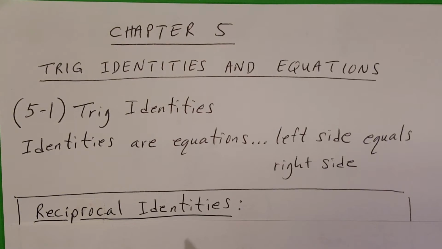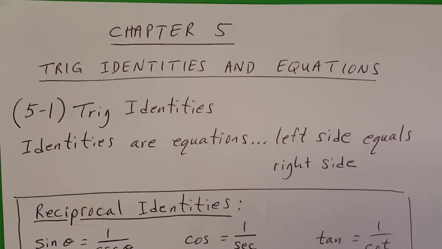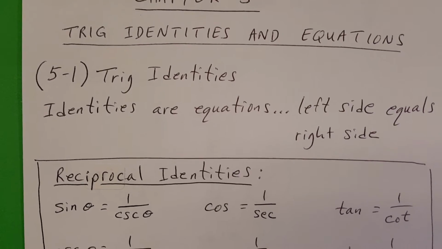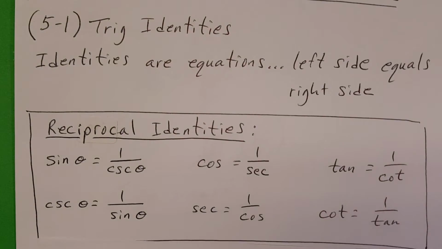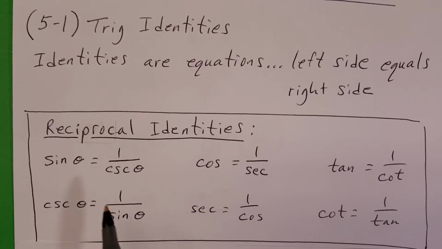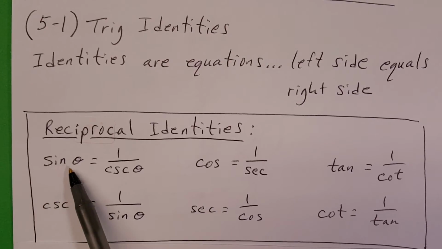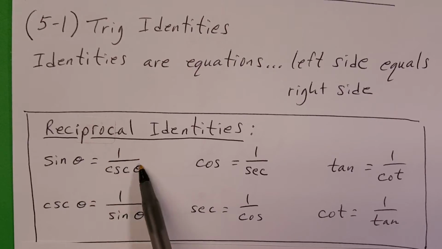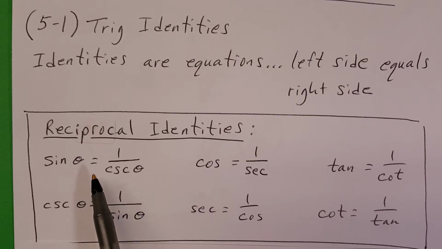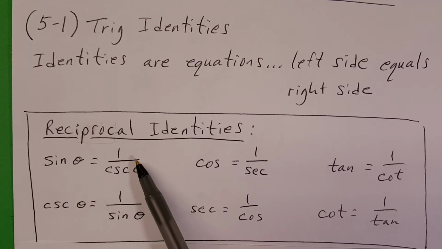The reciprocal identities. Remember, sine goes with cosecant, etc. These are it. So here are all 6 of them. Let me point to the first 2, and I'll just read those. One identity says sine theta is equal to 1 over cosecant theta. Right? So what that's saying is that this side comes out to the same answer as this side.